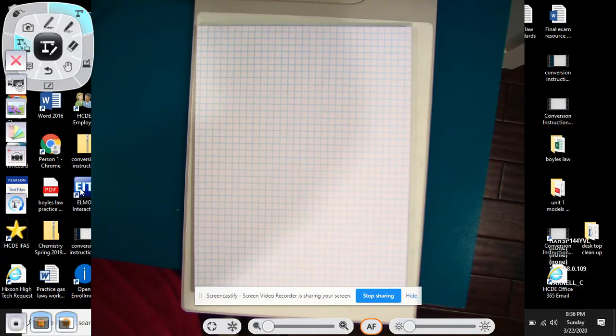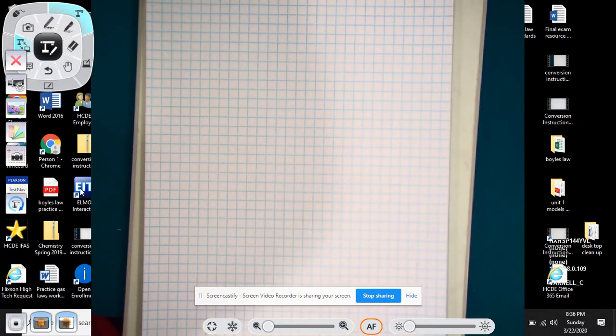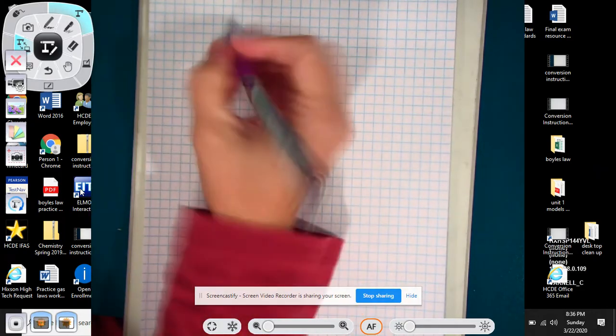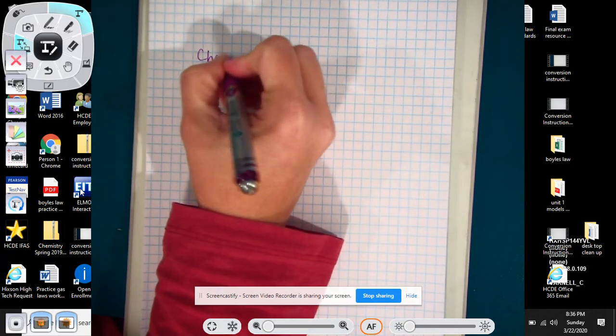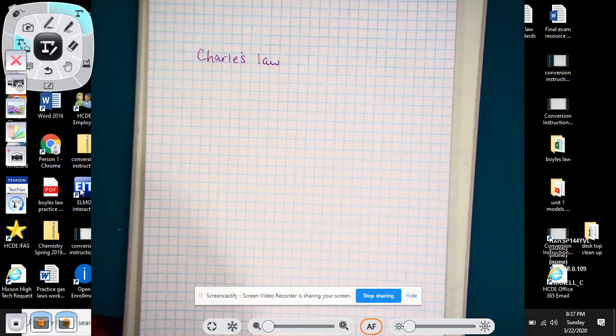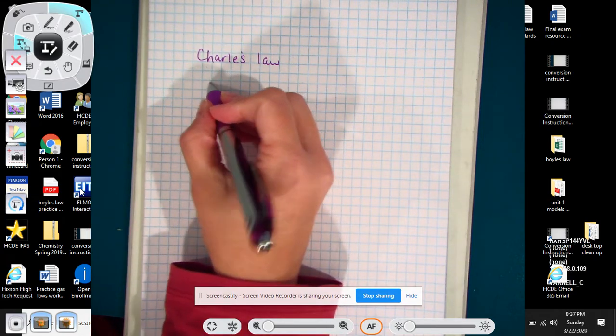Okay, so the other day you guys were looking at Boyle's Law. Today we're looking at Charles' Law. And Charles' Law is not much different than Boyle's Law. So if you understood how to do Boyle's Law, you'll be good at Charles' Law.